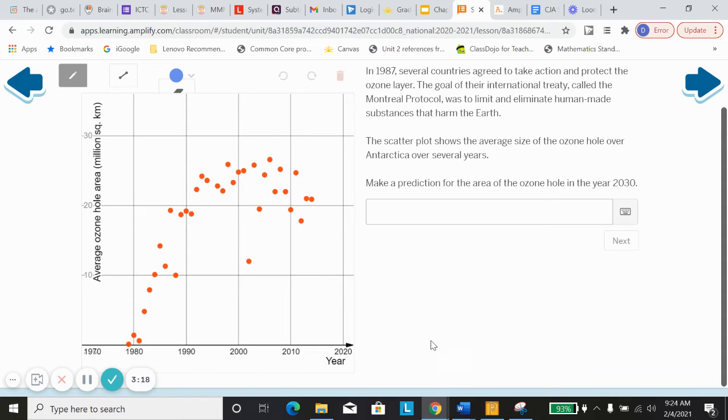So you have to try to think, where might this be in 2030? That's going to be your first task with your group. And you might have some disagreements, but hopefully you can come up with a range and at least an idea of whether it's going down, going up, or going to stay about the same.